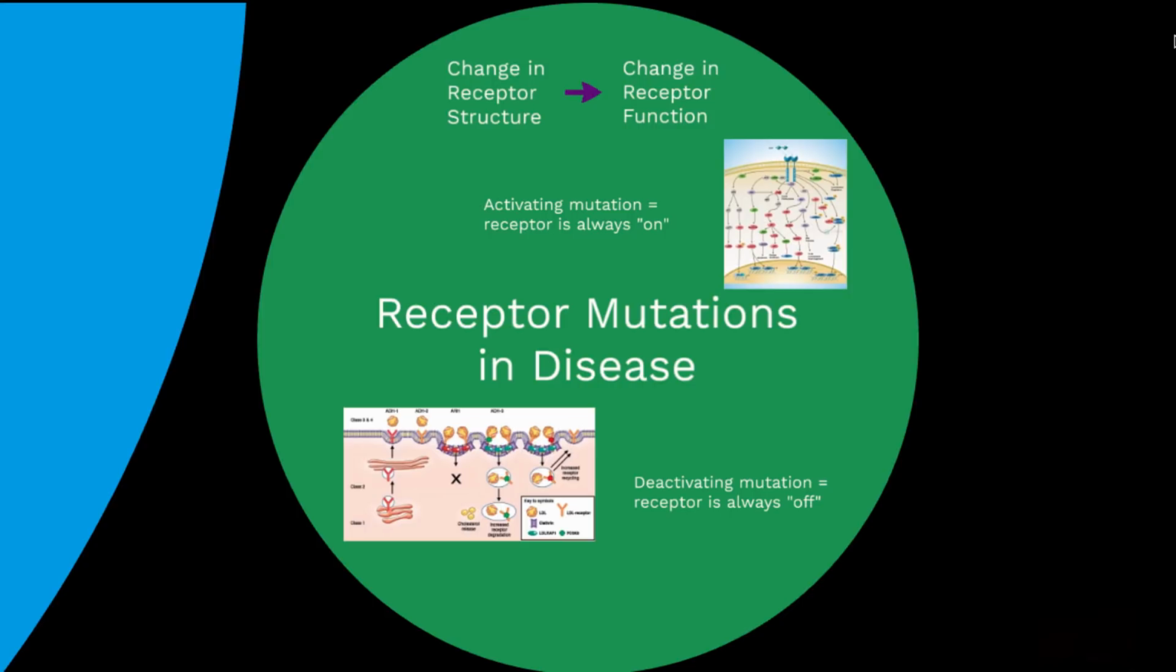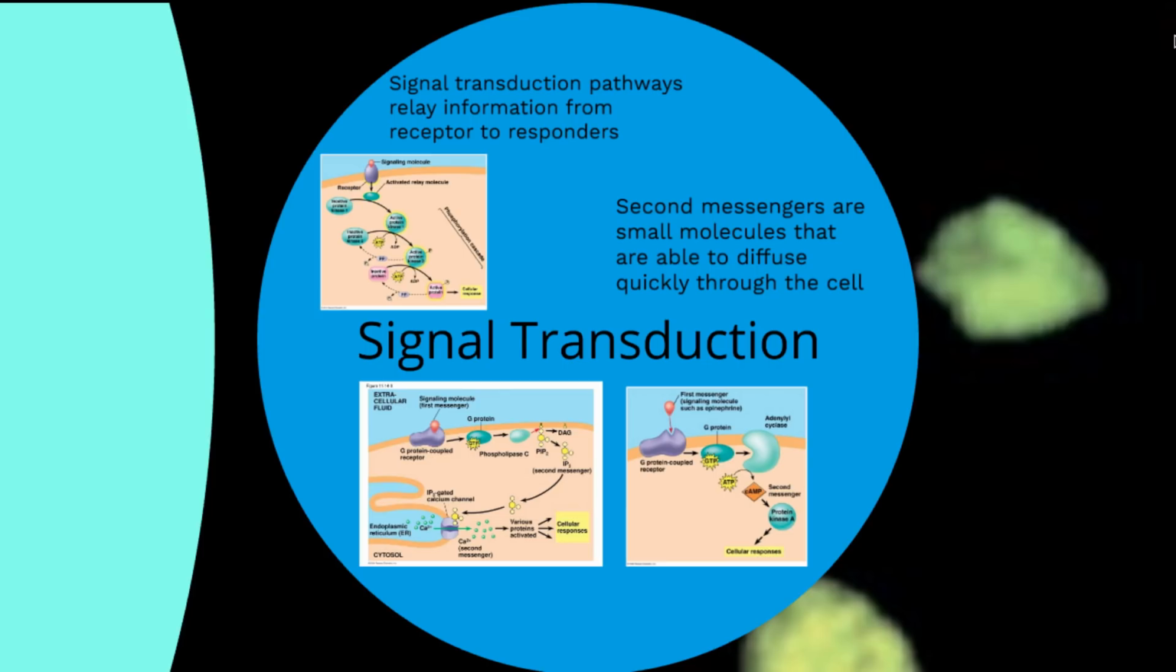So these mutations can either be activating or inactivating, and that will either lead to an increased activity in the cell or a decreased activity. And there are many diseases that are caused by these receptor mutations. So that's step one, our cell signaling, reception of the signal.